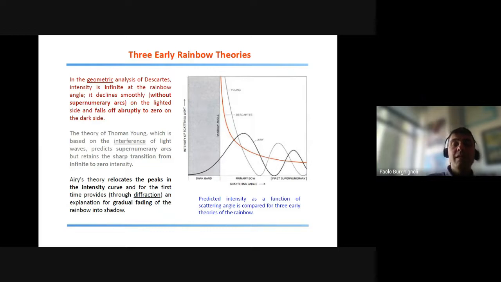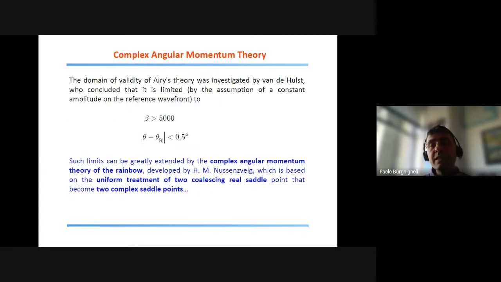But even better than the Airy theory, which for a century or so was the best available theory, the complex angular momentum approach that is based on the modified Watson transformation that I was mentioning before was introduced by Nussenzveig in the 60s in order to overcome the strong limitations of the validity of the Airy theory, which is accurate only for very restricted angular ranges close to the rainbow angle and only for very, very large droplets, so for beta larger than, say, 5,000.